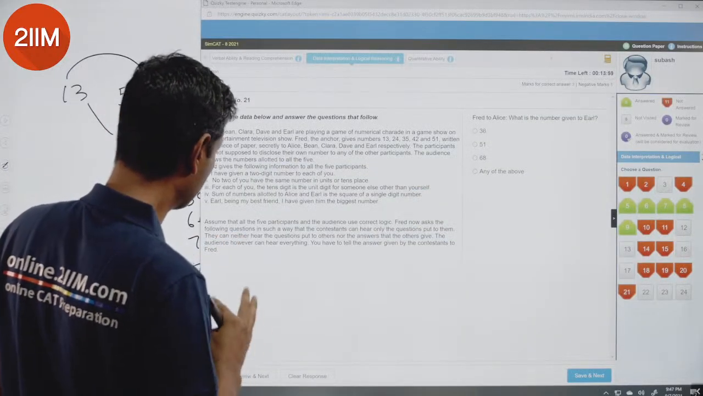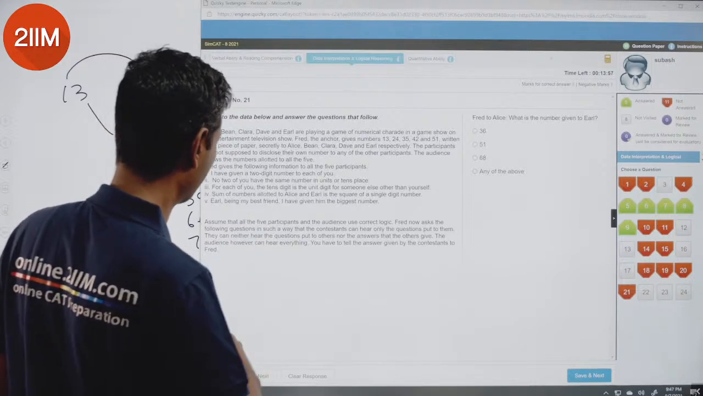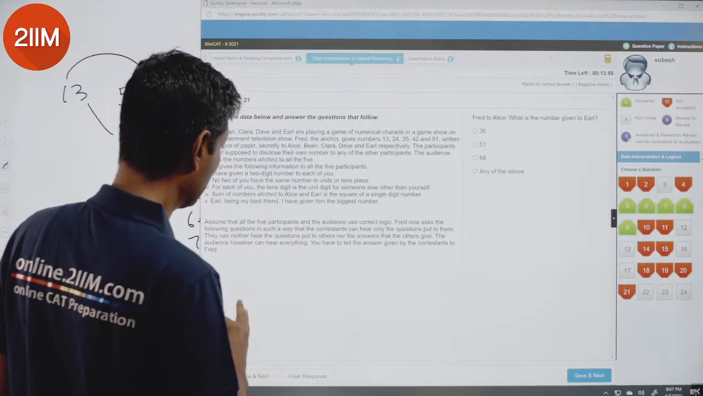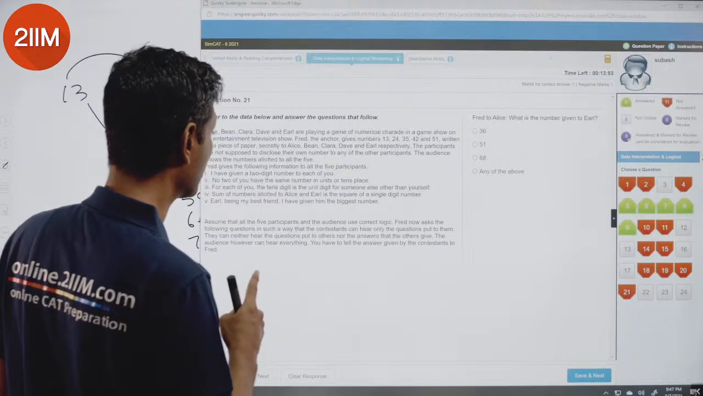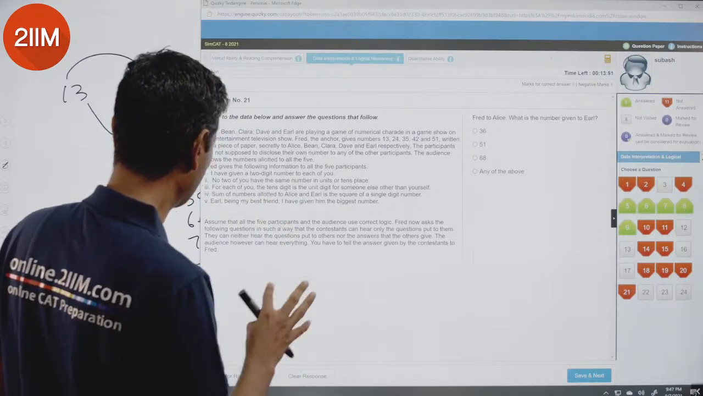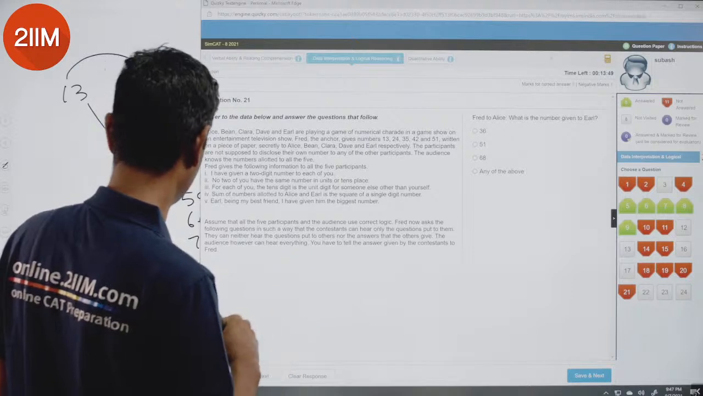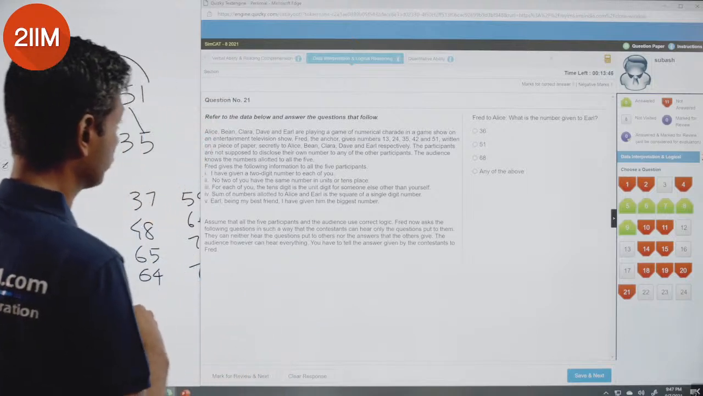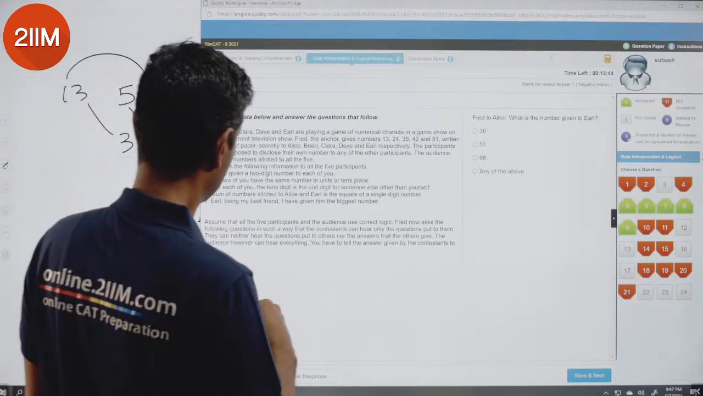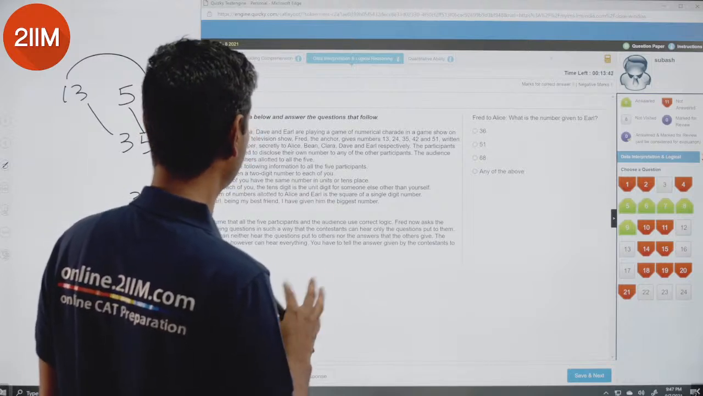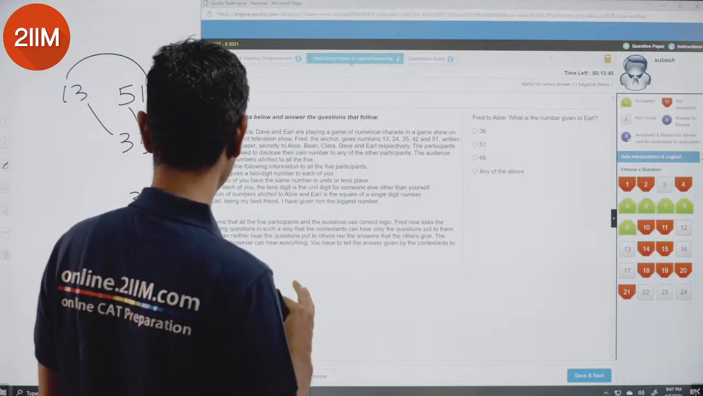Assume that all 5 participants and the audience use correct logic. Fred now asks the following questions in such a way that the contestants can hear only the questions put to them. They can neither hear the question put to others nor the answer that the others give. The audience, however, can hear everything. You have to tell the answer given by the contestants to Fred.